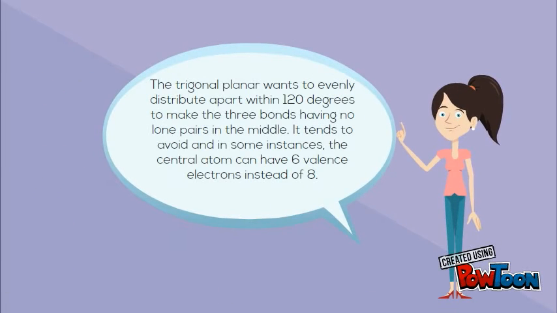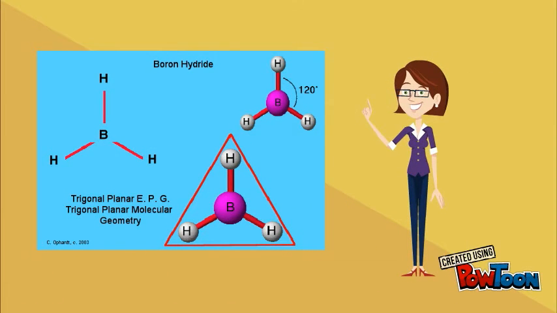Well, the trigonal planar wants to evenly distribute apart with 120 degrees to make the 3 bonds having no lone pairs in the middle. In some instances, the central atom can have 6 valence electrons instead of 8. Yup, that's right. For example, BH3, boron belongs in group 3. This molecule is electron deficient and does not follow the octet rule because it only has 6 valence electrons. The hydrogen atoms are as far apart as possible.